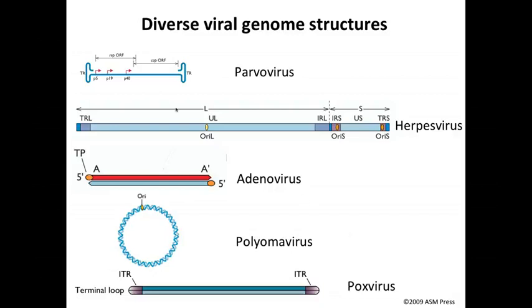And you can see we have the parvoviruses. These are viruses with single-stranded DNA genomes shown here. They're relatively small. The herpesviruses are quite large, double-stranded linear DNA molecules.